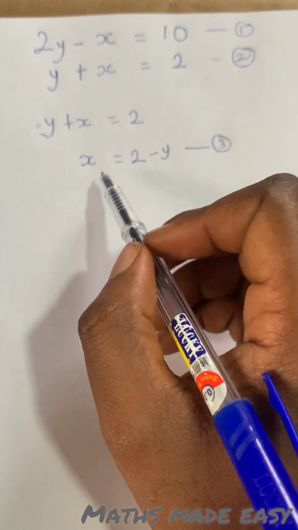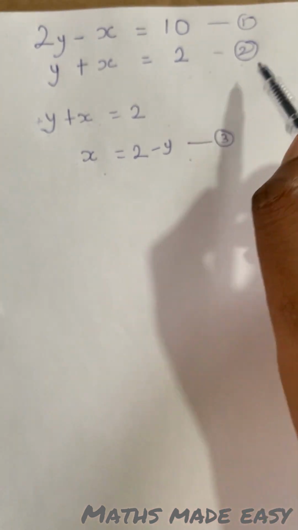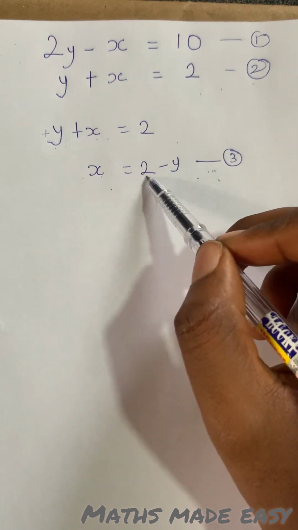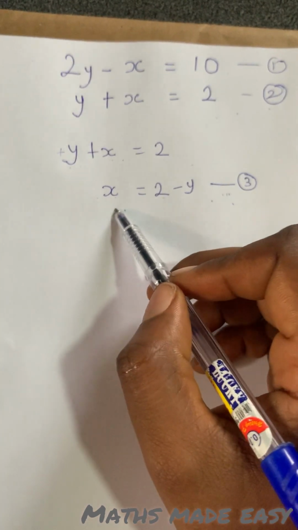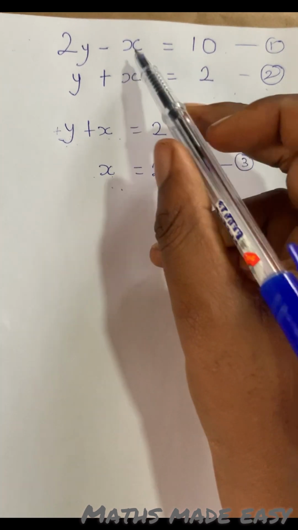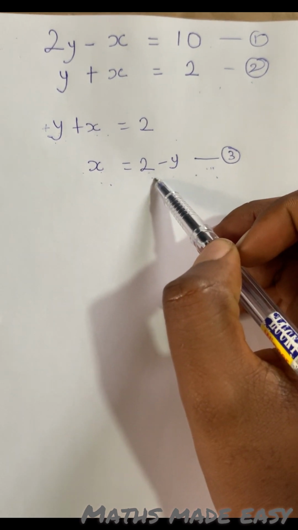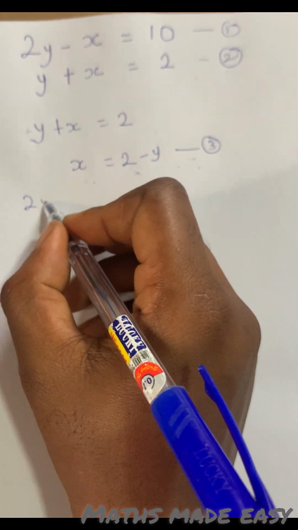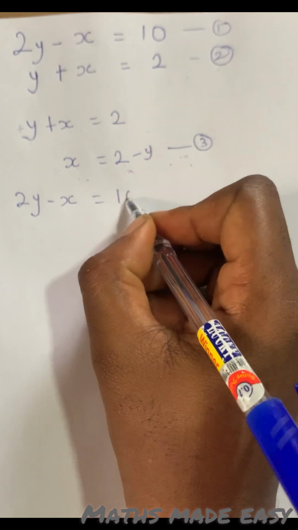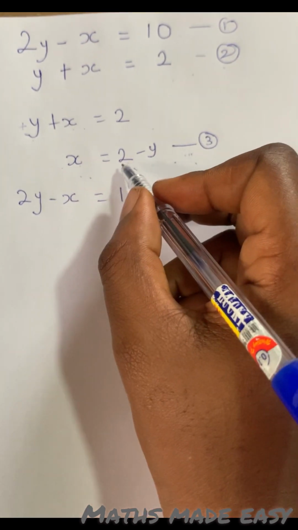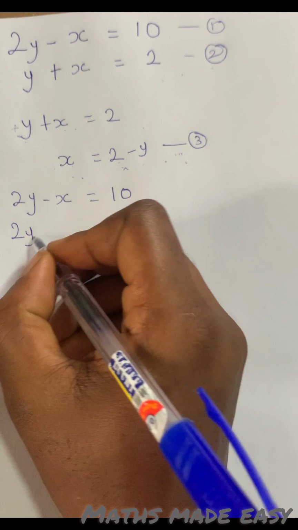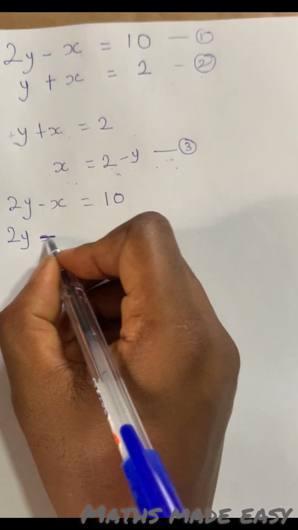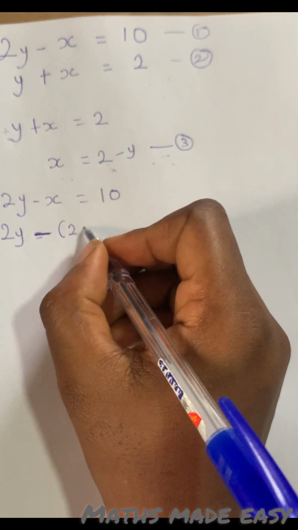Alright, since we've gotten the value for x to be 2 minus y from equation 2, we substitute this value into equation 1. We have x equal to 2 minus y, so wherever we see x, we're going to write 2 minus y. Equation 1 is 2y minus x equals 10. Remember we said x now equals 2 minus y, so we write it out: 2y minus, instead of writing x, we write 2 minus y. It's supposed to be minus. So we have 2 minus y.